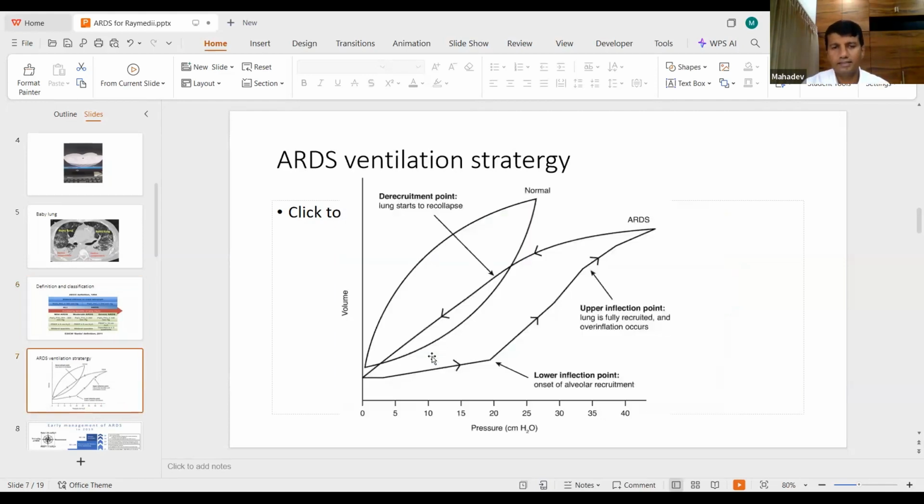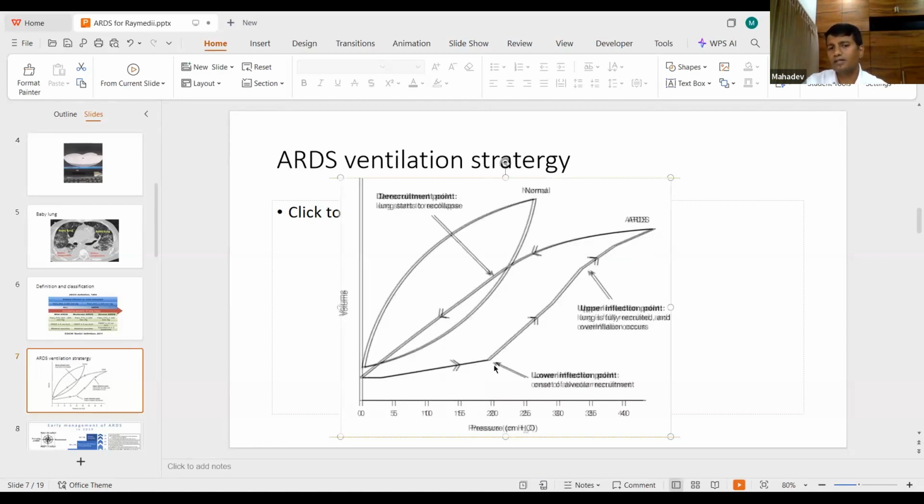If you all can remember, last week Dr. Raghunath told you about lower inflection point and upper inflection point. This is a normal lung, and this is how the pressure volume loop looks. Whenever there is ARDS, there is an opacified or inflamed lung. The PV loop will be shifted to the right side and the compliance of the lung will be reduced. So whenever we start ventilating them, we need to give high pressures initially to achieve a smaller change in tidal volume.